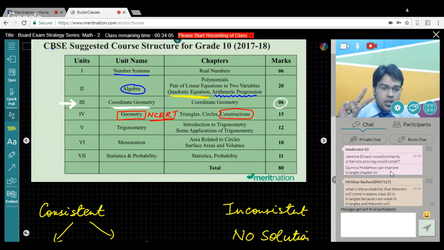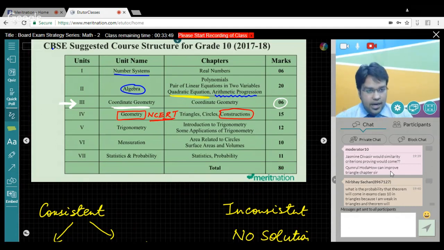You can be asked two theorems, that is the basic proportionality theorem, the proof, and the Pythagoras theorem. So make sure you do these two theorems' proofs very, very diligently.